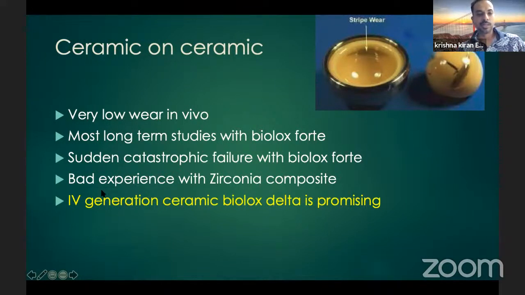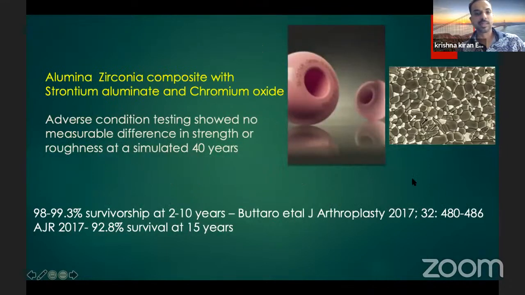And the fourth generation ceramic Biolox Delta is nearing, I think, 18 to 20 years of clinical use now. And the alumina zirconia composite with strontium aluminate and chromium oxide has shown very encouraging results at 2 to 10 years. And the AJR 2017 has shown a 92.8% survival at 15 years with the ceramic on ceramic bearings. And for the Delta ceramic, adverse condition testing showed no measurable difference in strength or roughness at a simulated 40 years. So the laboratory tests are all encouraging.